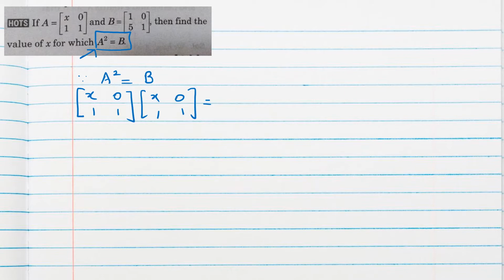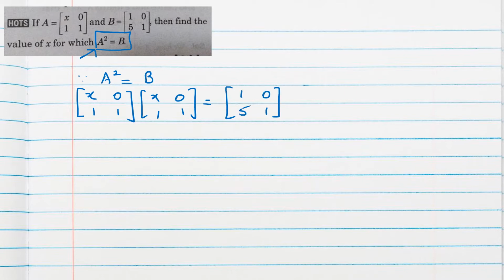Here in this question, matrix A is given, matrix B is given, then find the value of x for which A square equal to B. So using this condition, we should proceed. A square equal to B is given, so A into A means we'll write the A matrix two times, equal to B matrix 1, 5, 0, 1.